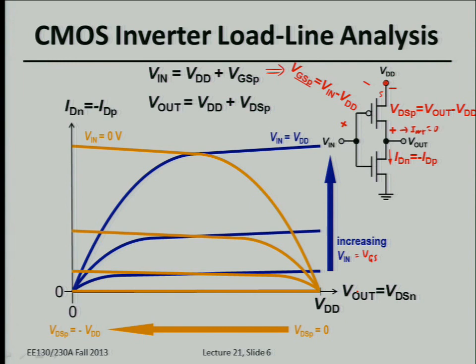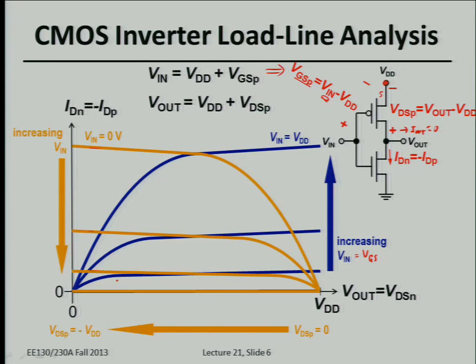So the uppermost curve corresponds to input voltage of 0. If the input voltage is 0, then the gate to source voltage is the highest, right? It's negative VDD. That's the most negative it can be. And as you increase the input voltage, you're actually decreasing the negative value of VGS for the PMOS device. So as the input voltage increases, you are going to move to lower and lower curves on the IV characteristic for the PMOS device.